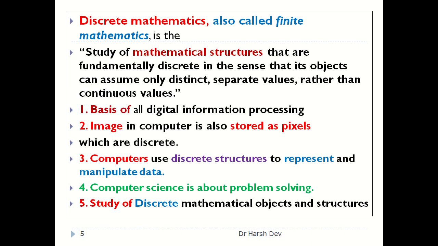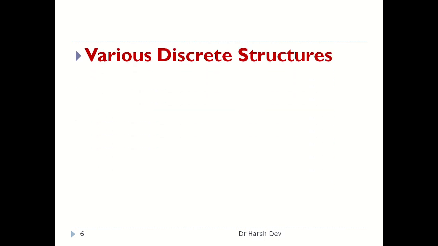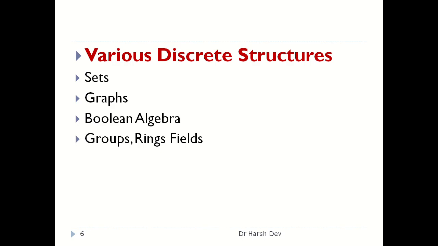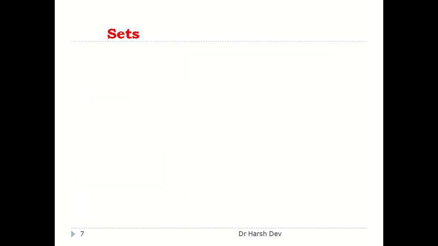So when we say discrete mathematics, we will be talking about the various discrete mathematical structures that we will study in the subsequent modules. What are the discrete structures? Let us see a few examples: sets, graphs, Boolean algebra, groups, rings, fields, and mathematical logic. These are all discrete structures.